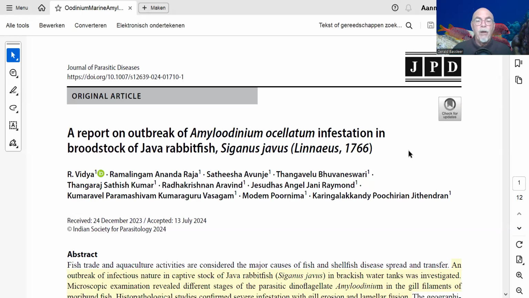So here is the study about an outbreak of Amyloodinium ocellatum, which is the velvet disease of marine fish, in broodstock of the Java rabbitfish, Siganus javus. I will write the link below so you can find the study yourself if you want to go into more detail on certain facts. Here I will describe the most important facts that I would share with you as a fish doctor, which can be practical when you keep or breed marine fish in our ornamental aquarium industry.